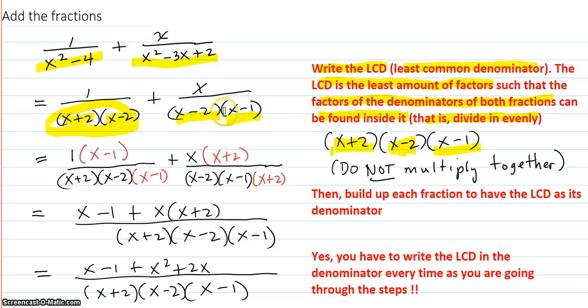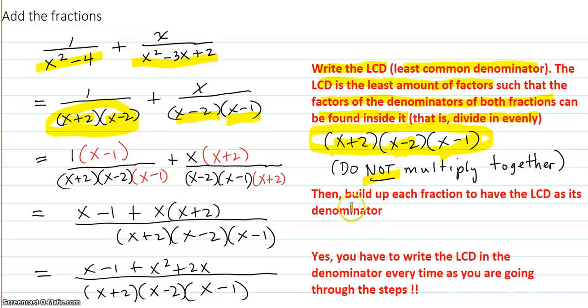Do these factors lie inside of the LCD? x minus 2, I see it. x minus 1, I see it right there. There's no extraneous other factors either. So this is the least amount that could be used. Now when you have that, you don't multiply it out. Just leave it separate like that.